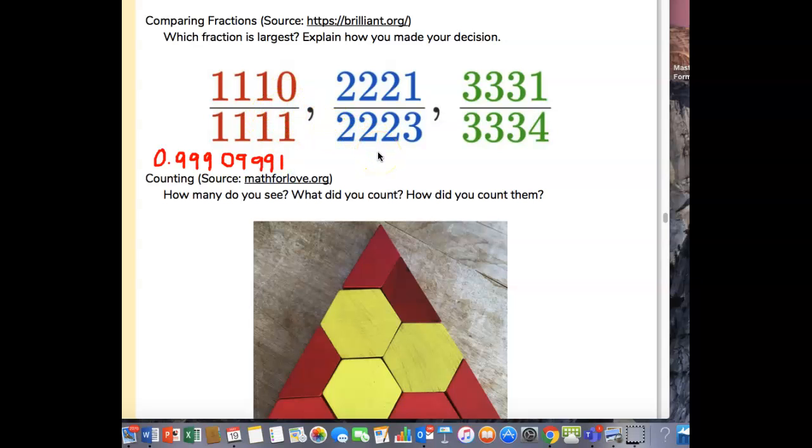All right, so now on your calculator, clear that and put in 2221 divided by 2223, and you get, I'm going to change the color so that we can keep them clear. The second one is 0.99910.